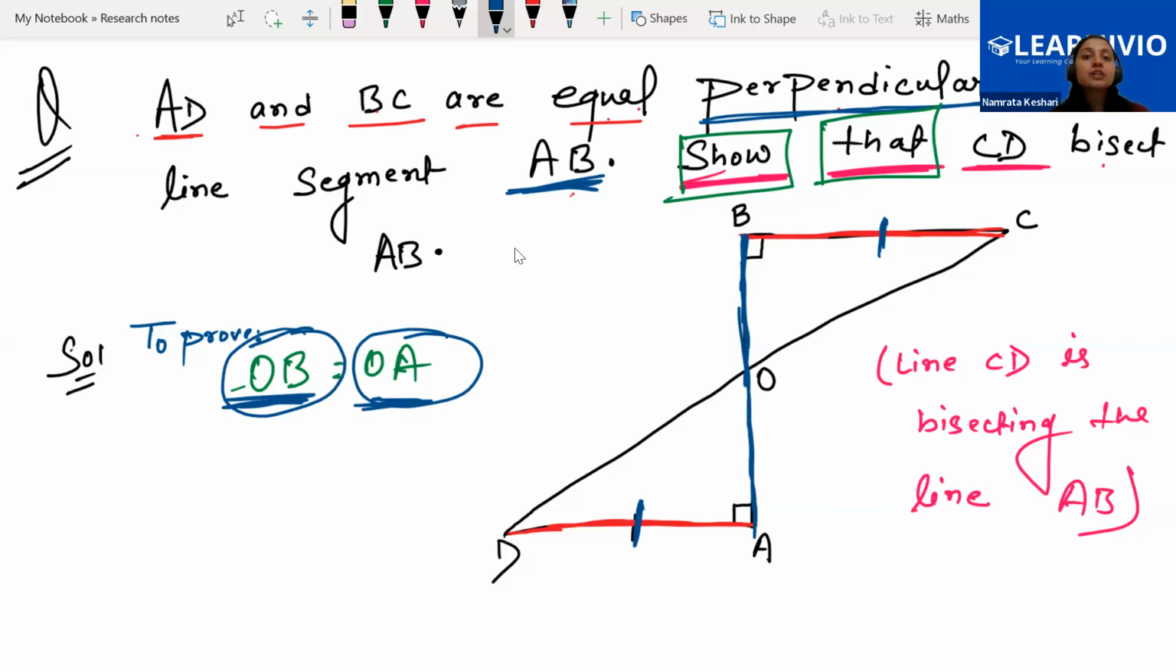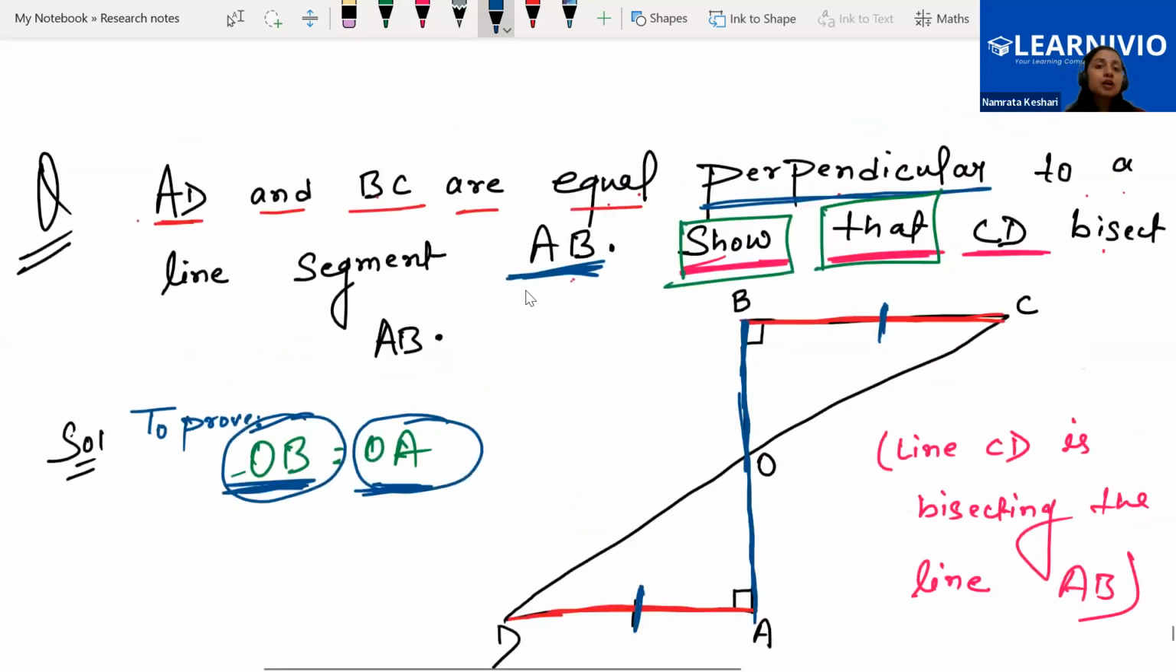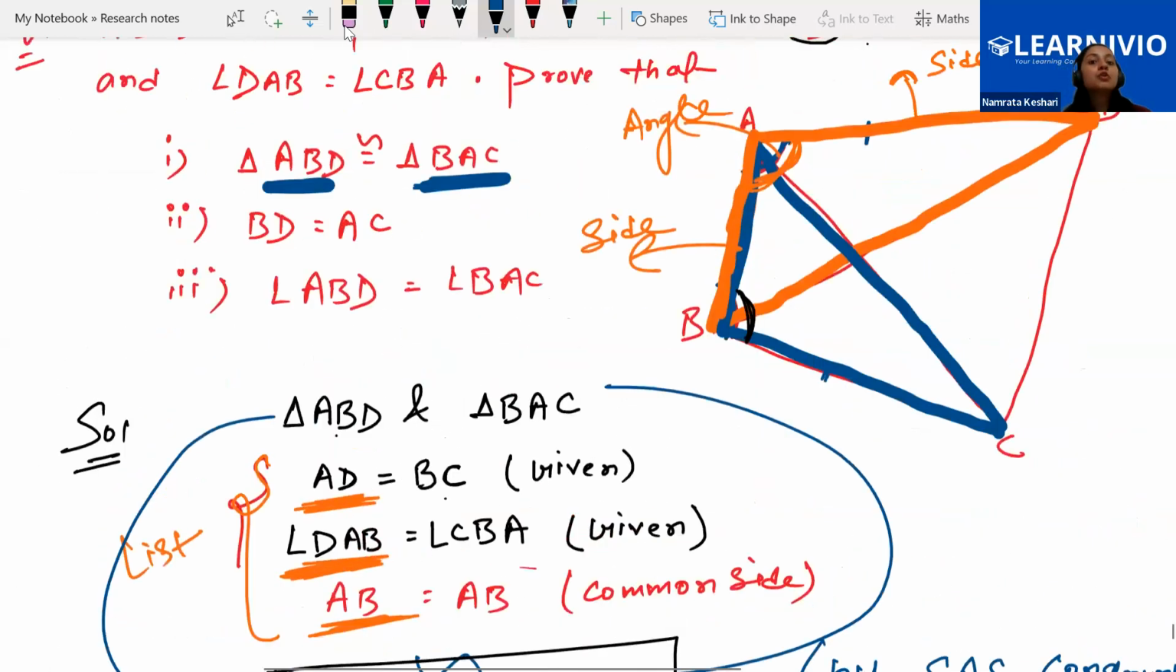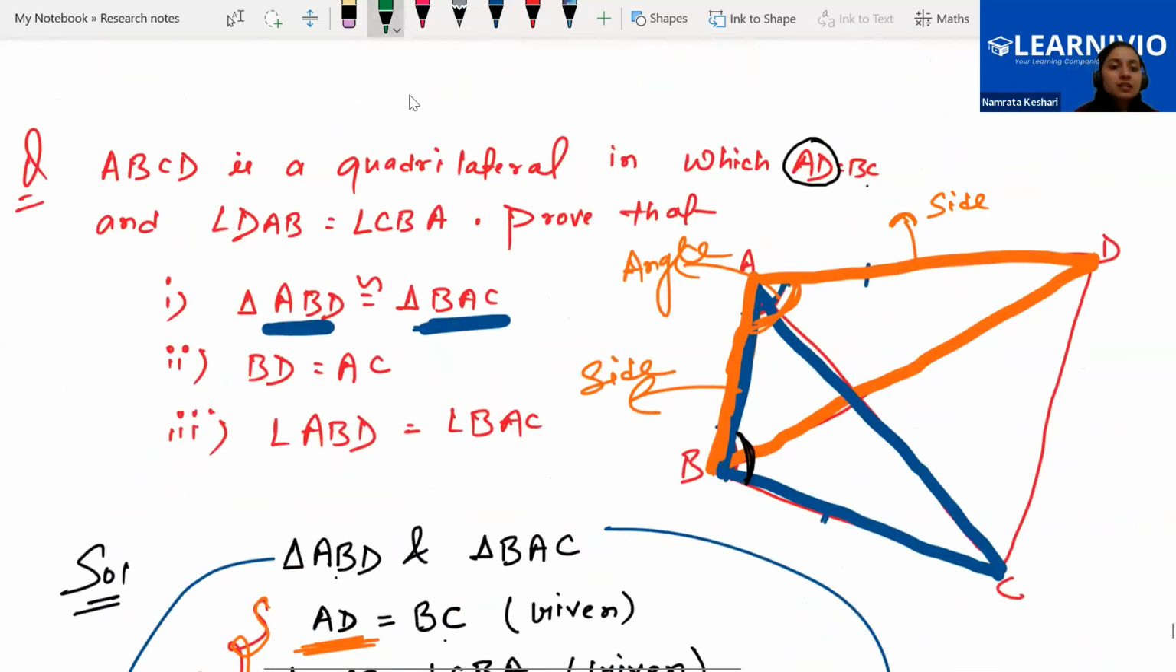We will be proving these two triangles are congruent with each other, and then we will say that OB and OA are corresponding parts of the congruent triangles and hence it's the same. What am I talking about? I am talking about something like this scenario.